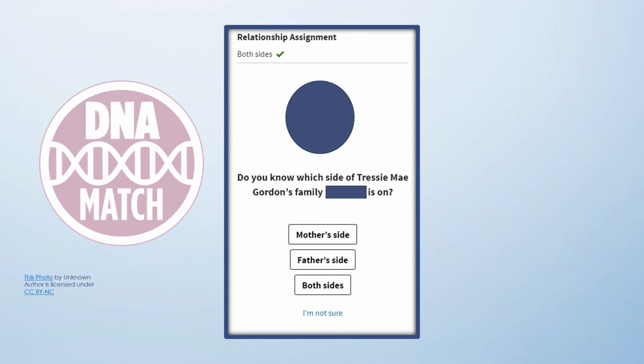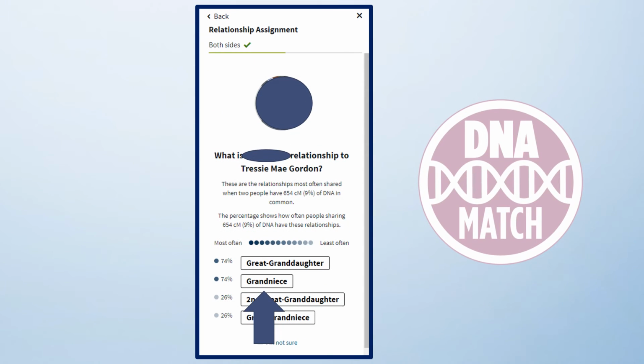In this case, she's related on both sides, so we will click that box and it will bring up this page. This shows you the most likely relationship with the amount of DNA shared. In this case, she is a grandniece. She is the granddaughter of Tressie's sister, and so she is grandniece of Tressie.